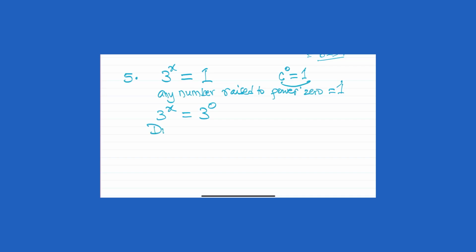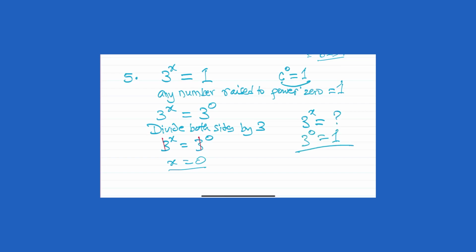You can just say divide both sides by the base value, which is 3. So we have 3 to the power of x and 3 to the power of 0. So these 3s will cancel out, and we're going to have x equals 0 in this instance. If you self-check, 3 to the power of 0 is 1, because of that rule number 6 that we talked about.